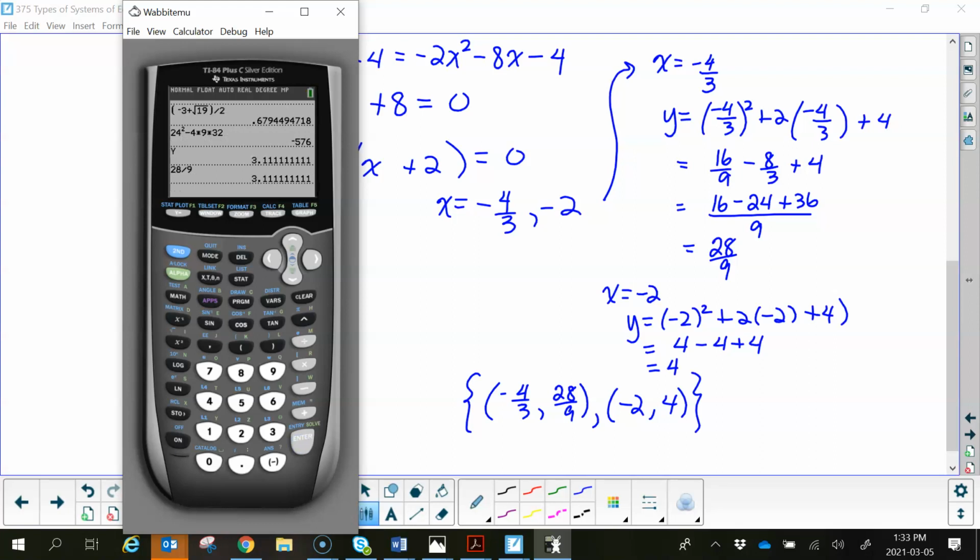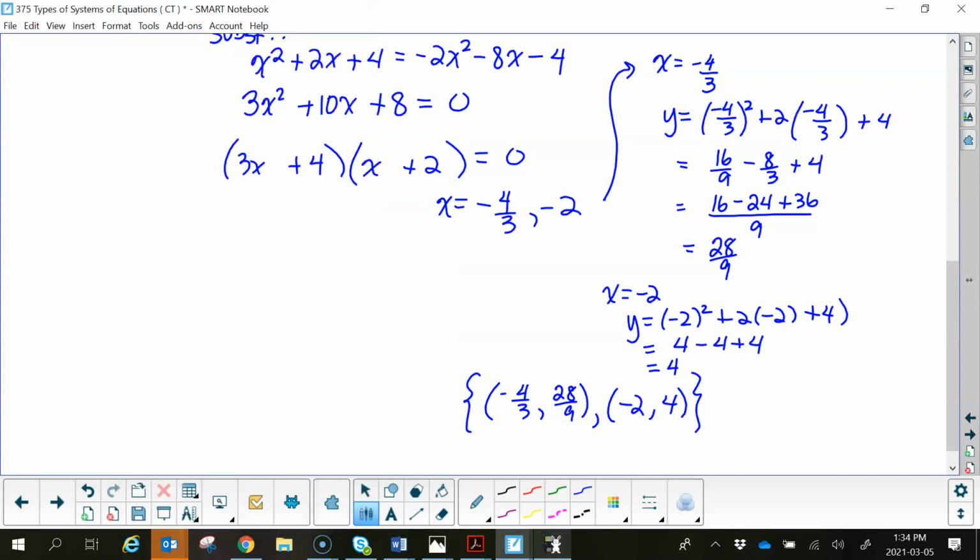Okay. Then, so I got that point right, and then second trace intersect for the other one. I need to go closer to that other one, because otherwise it'll keep giving you the same one every time. Enter, enter, enter, negative 2, 4. Okay, so I've just confirmed that I did the algebra correctly.